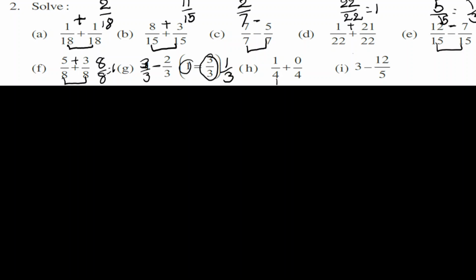And here also these are like fractions. 1 plus 0 is nothing but 1. So this is 1 by 4. And here this 3 can be written as 15 by 5 minus 12 by 5. And these are like fractions. So we can directly subtract the numerators. 15 minus 12 is nothing but 3, and we can retain the common denominator, that is 3 by 5.